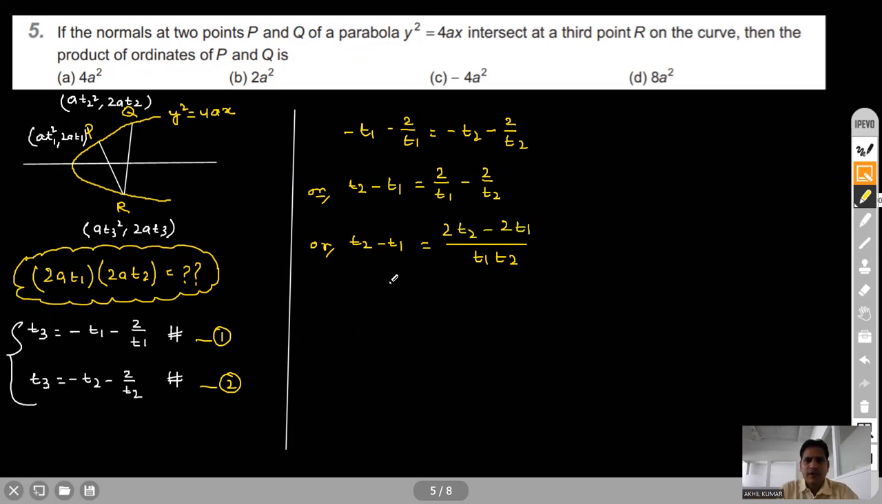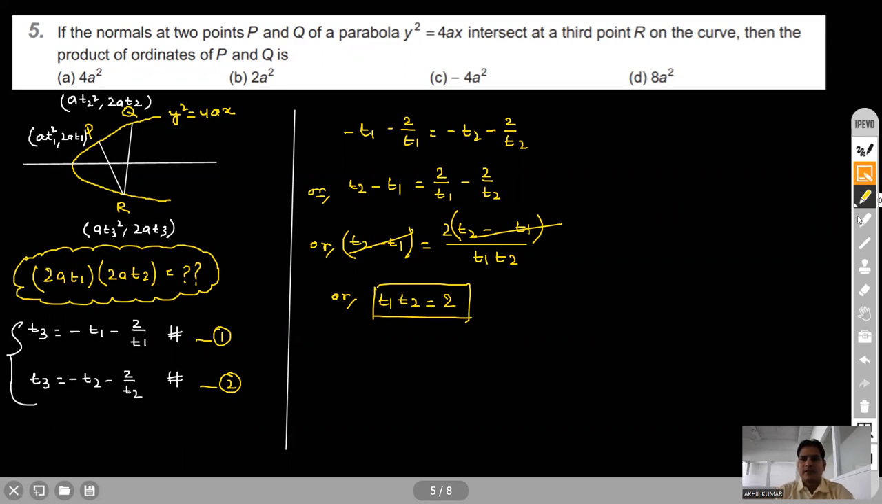Okay, so from here, if you take 2 as common, we are left with 2 times t2 minus t1 upon t1 t2. So t2 minus t1 will get cancelled out, and from here we get t1 t2 is equal to 2, right?